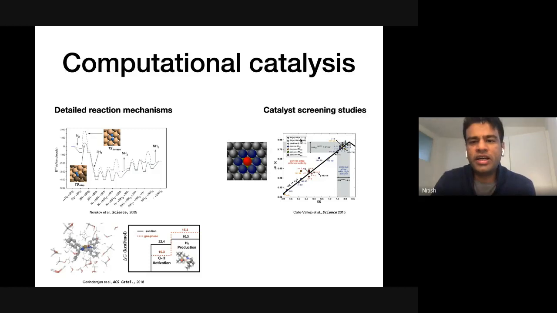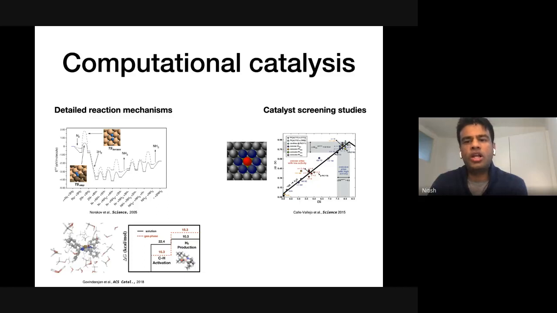What's plotted here on the x-axis is a descriptor. A descriptor is something that you can measure very easily. In this case, the descriptor is called a coordination number. It's just the number of atoms that this site in red is connected to. And that can apparently be a good way to predict how good the catalyst is. What's plotted on the y-axis is some measure of the activity of the catalyst. The higher the activity, the better the catalyst is.